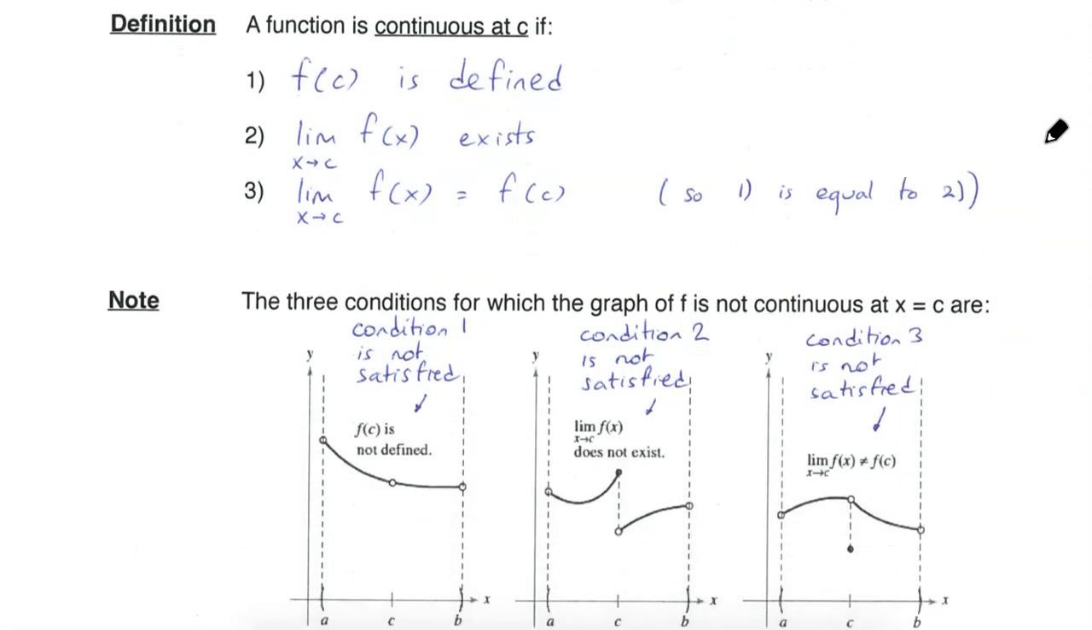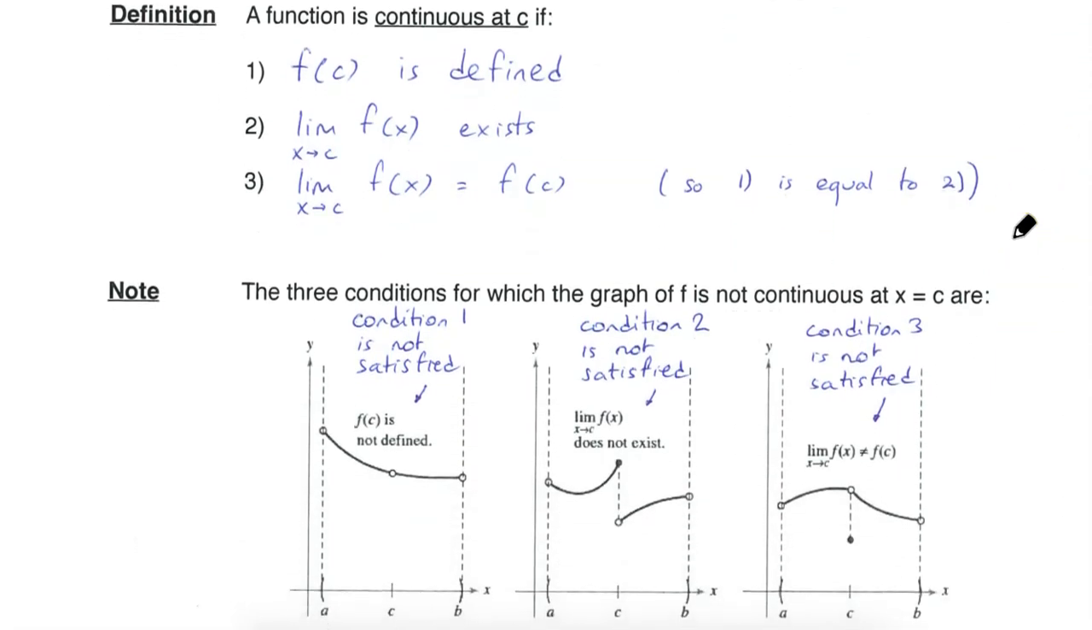So it's really nice to see examples that are actually showing when one of these 3 requirements is missing and see how that affects the function, or how it potentially affects the function and makes it not continuous. So there's 3 conditions for which the graph of f is not continuous at c. We're going to first look at what happens if f of c is not defined. Here's what happens. You would have a hole, so condition 1 is not satisfied, and you can see f is not continuous.